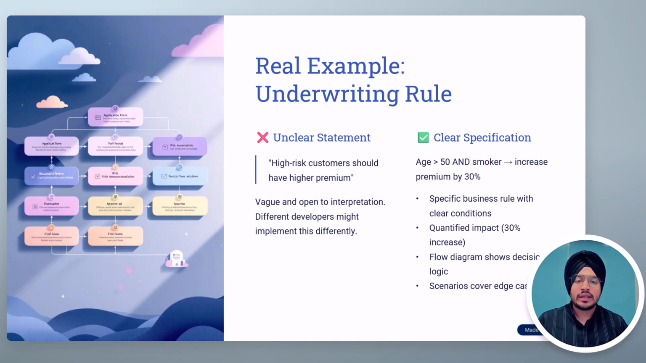Let's see an example. In our documentation, we should not be mentioning that high risk customers should have higher premium. Rather, we should be mentioning the details for it, such as if the age is greater than 50 and the client is also a smoker, then we have to increase the premium by 30%. We need to specify the business rules with clear conditions. We need to quantify the impact. We need to mention the flow diagram showing decision logic as well.